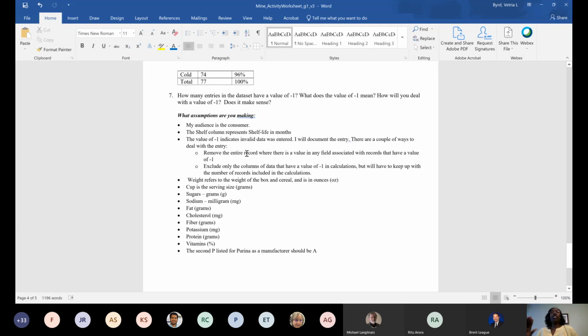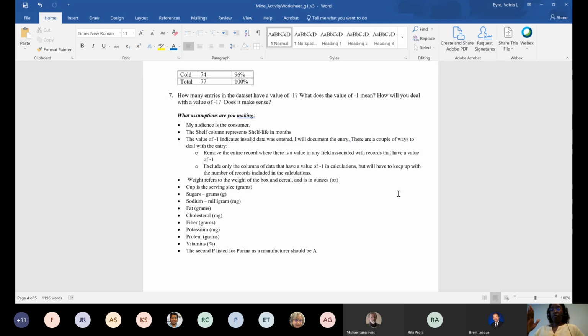I could remove the entire record where there is a value in any field associated with the records that have the value of -1. In doing that, that's going to decrease my sample size. So hopefully you can see the impact that things have when you make these decisions. Or I could exclude only the columns of the data that have the value of -1 in its calculation.